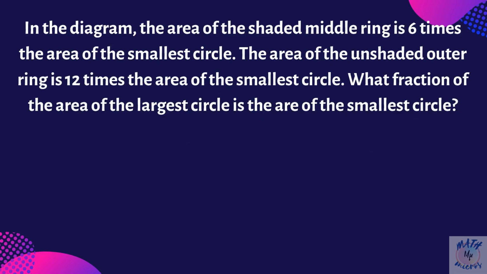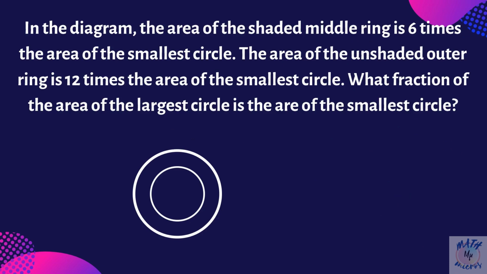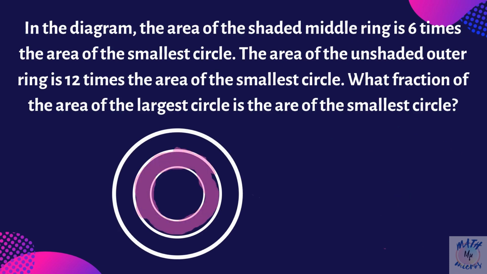In the diagram, the area of the shaded middle ring is 6 times the area of the smallest circle. The area of the unshaded outer ring is 12 times the area of the smallest circle. What fraction of the area of the largest circle is the area of the smallest circle? You also got options A to E to choose from. For those who want to try on your own, please try. Others, please continue watching.